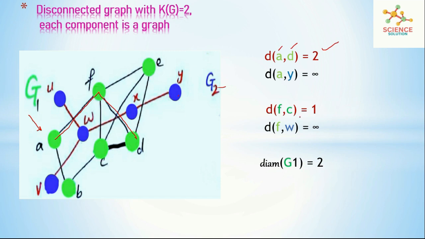Now we see the diameter of G1, which is 2, because we know that the diameter of a graph is the maximum distance between two vertices of the graph G. So between any two vertices, the maximum distance is 2, and the diameter of graph G2 is equal to 3, because the maximum distance between any two vertices of graph G2 is 3. So I hope you understand.